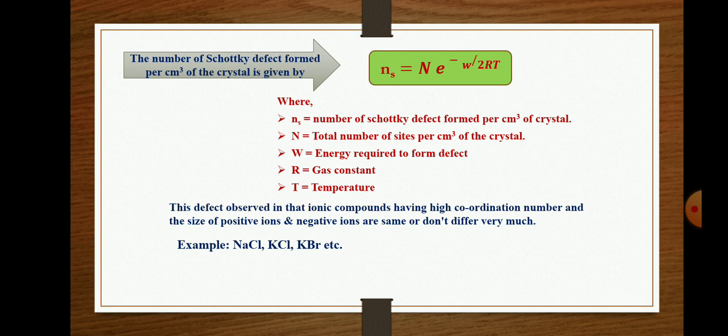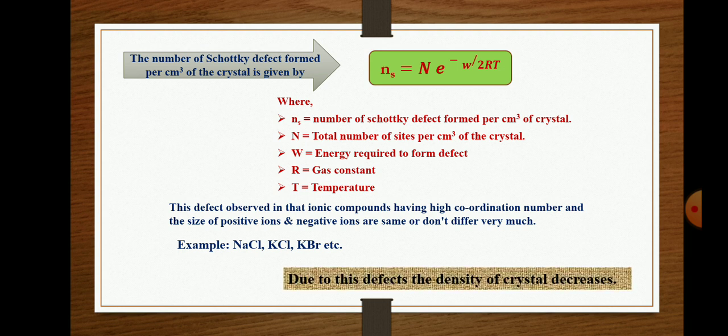Now, a very important fact about this defect that you have to remember: the cations and anions are completely missing from the crystal. So if 10 atoms are present and 2 atoms depart, how many atoms remain? 8 atoms out of 10. Due to this defect, the density of the crystal decreases. As the number of cations and anions decreases, the density of the crystal also decreases.